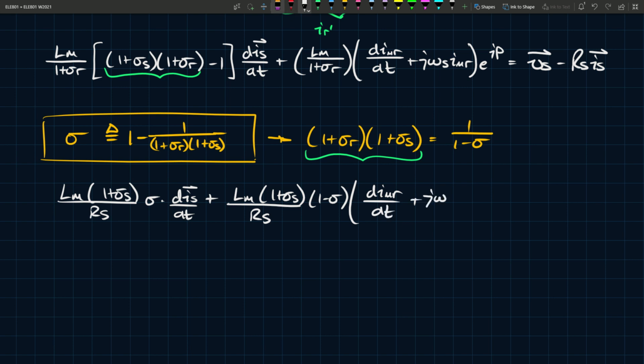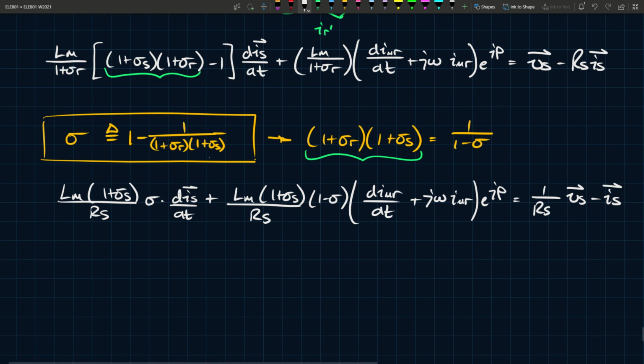I think I used omega s, and we don't use omega s. We use omega for the frequency, so that's a mistake. I apologize for that. So we'll have j omega imr e to the j rho, and this is equal to 1 over Rs, Vs minus Is. So we got rid of the Rs on the Is, sent it to the other side, and divided the whole thing out, plus whatever other simplifications we have made based on the new definitions and substitutions that we carry out.